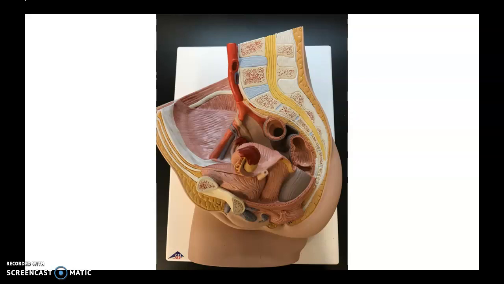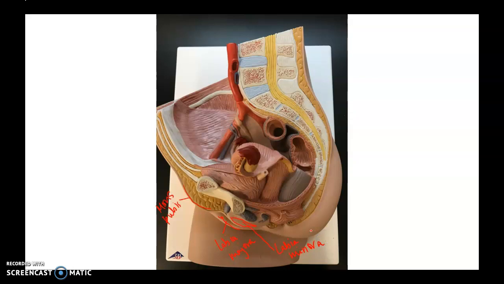Okay, so superficially, this part is called the mons pubis. That's your mons pubis. Then this area right here, this is labia majora. Remember, the labia majora has sweat glands and sebaceous glands. We also see sweat glands and sebaceous glands on mons pubis. This flap-like structure here, this is the labia minora, and the labia minora lacks sweat glands and sebaceous glands.